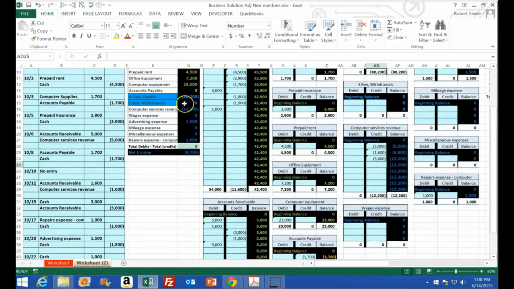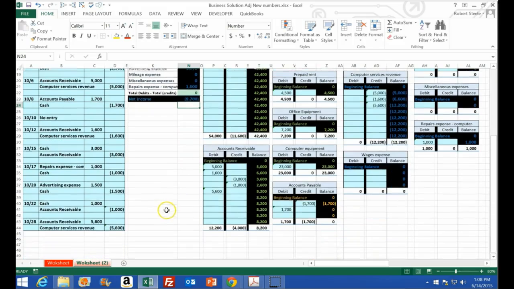What happens to net income? Well, revenue went up. It makes net income go up because net income is calculated by income minus expenses.